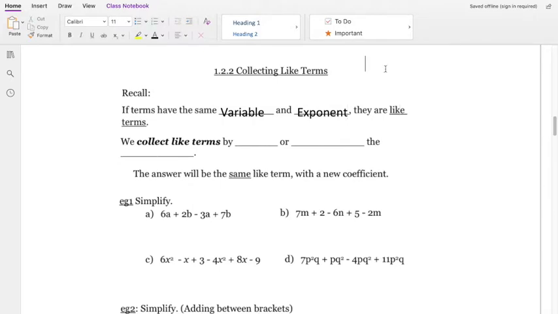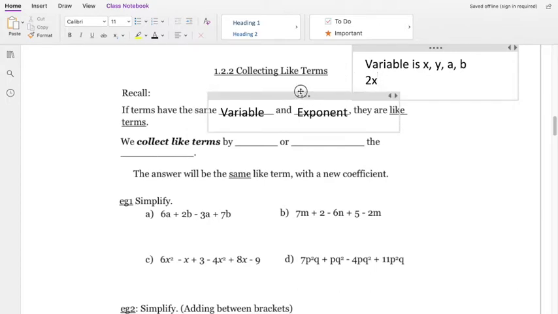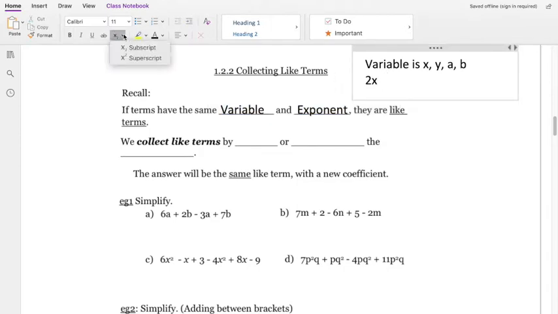So a variable is a letter. So it could be X or Y or A or B. If I had a term like 2X, that means the X is the variable in that case. Okay, and my exponent is going to be the number that is up top here on the variable. So a squared would be an exponent, right?